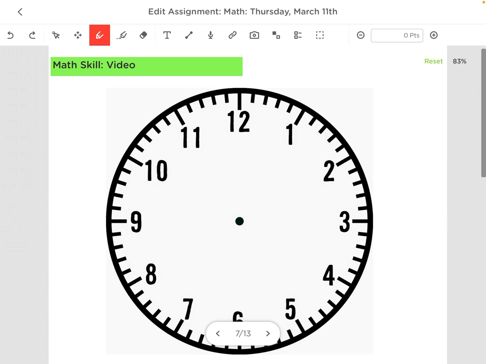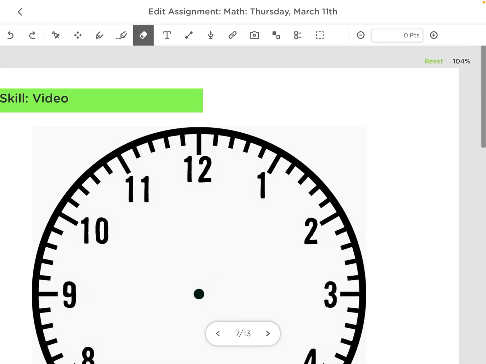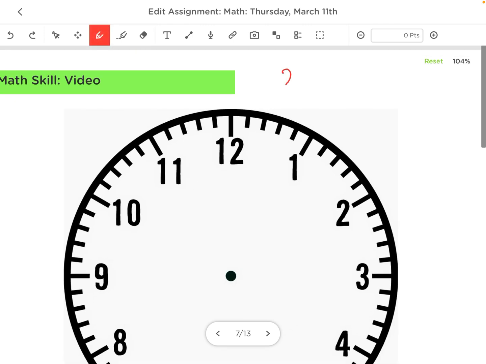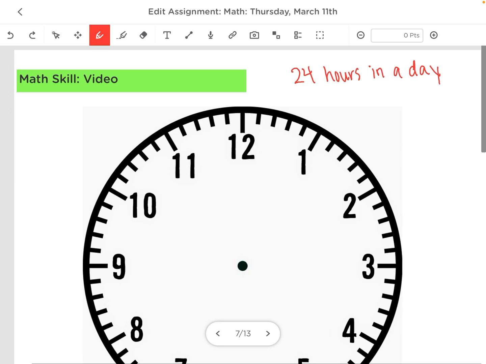So the first thing we're going to label, or actually we don't even have to label them, are the hours. All of the hours are shown around the clock. There are 12 hours in half of a day. There are 24 hours in a day. So we're going to write that up here at the top. There are 24 hours in a day. Go ahead and write that out.